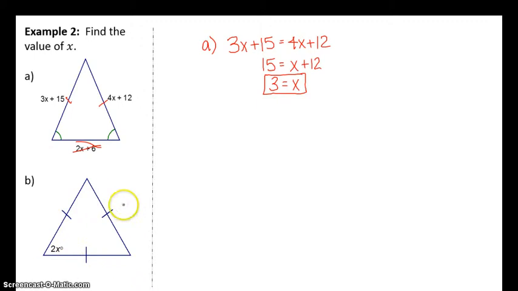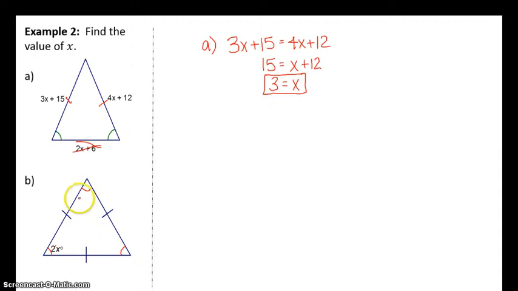Now let's look at part B. We have an equilateral triangle. Up here we learned earlier that if you've got an isosceles triangle, the angles across from the congruent sides are congruent to each other. Well, what do you think would happen if all three sides are congruent to each other? What could we say about the angles? Well, this is a congruent side, so the angle across from it will be congruent to this angle and this angle. So in an equilateral triangle, not only are all three sides congruent to each other, but all three angles will be congruent to each other.